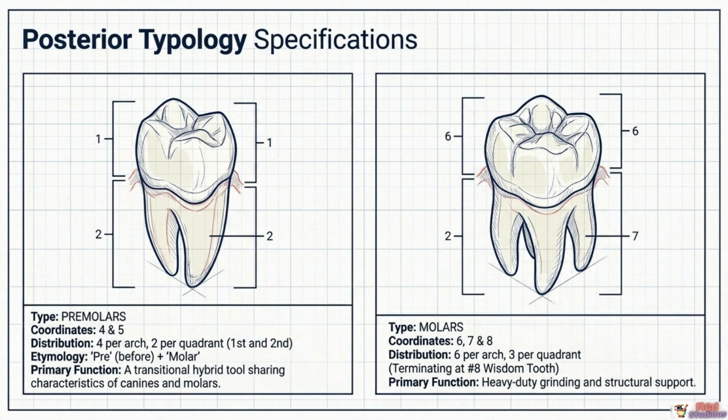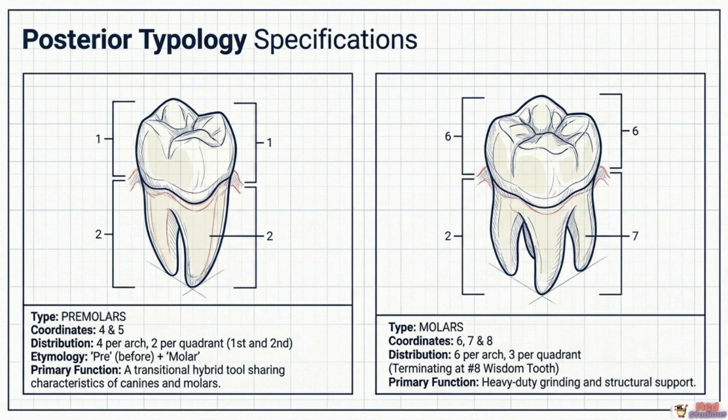Molars occupy index positions 6, 7, and 8, with 6 per arch, 3 per quadrant, terminating at position 8, the wisdom tooth. Their primary function is heavy-duty grinding and structural support. Molars have the broadest crowns and the most extensive root systems of any tooth type, often with multiple divergent roots, which is exactly what you'd expect from teeth absorbing the highest chewing forces in the entire arch.